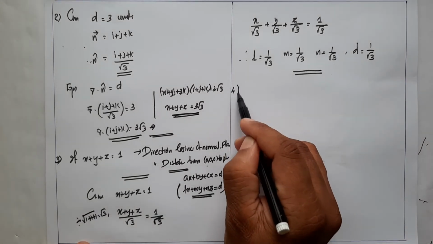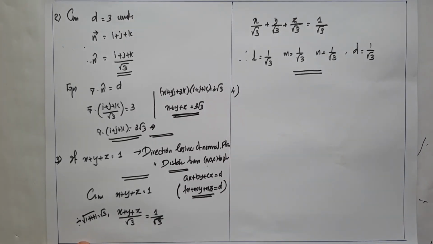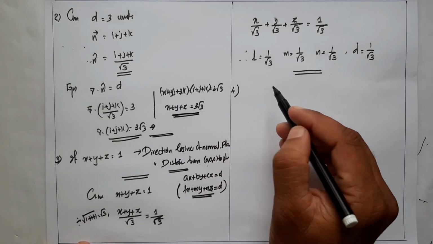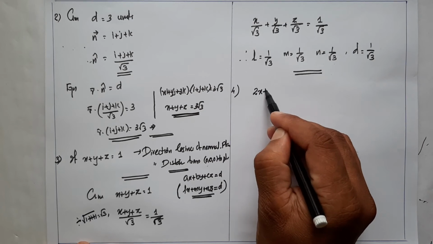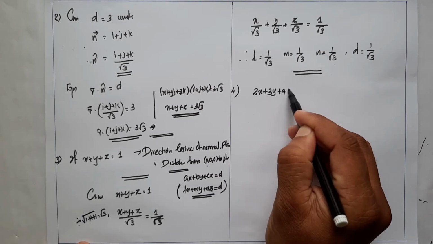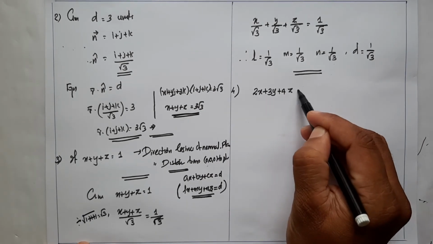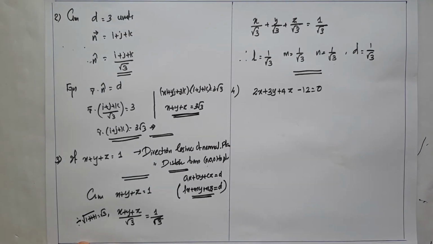Now let's discuss one more question similar to this type of problem: 2x plus 3y plus 4z minus 12 equal to 0.